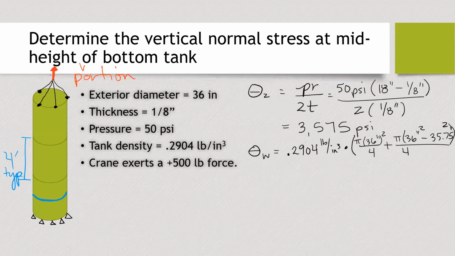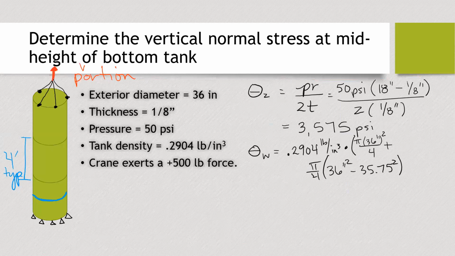I'm going to have to move that. So plus pi over 4 times 36 squared minus 35.75 squared. Now that's the cross-sectional area, which needs to get multiplied by the height. So we have 4, 8, 9, 10. 10 feet. Say that's 120 inches.